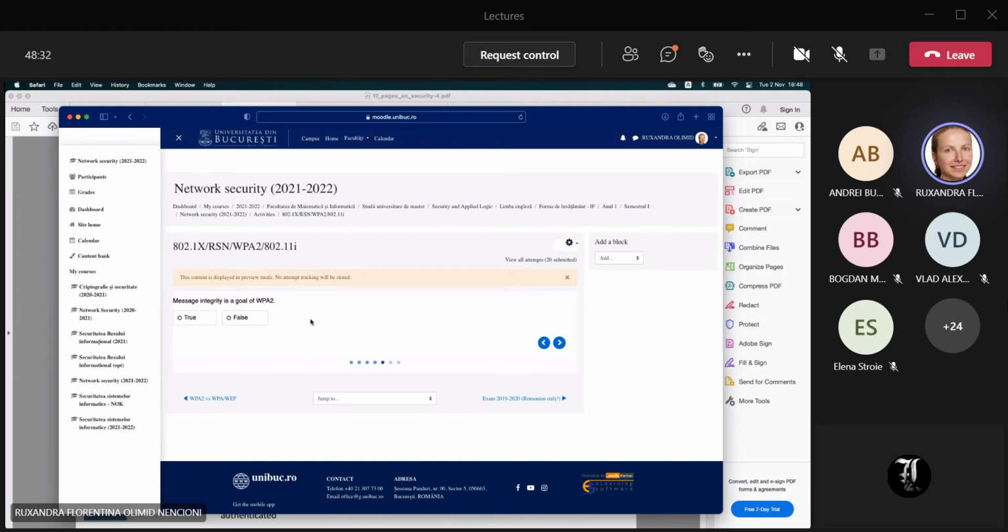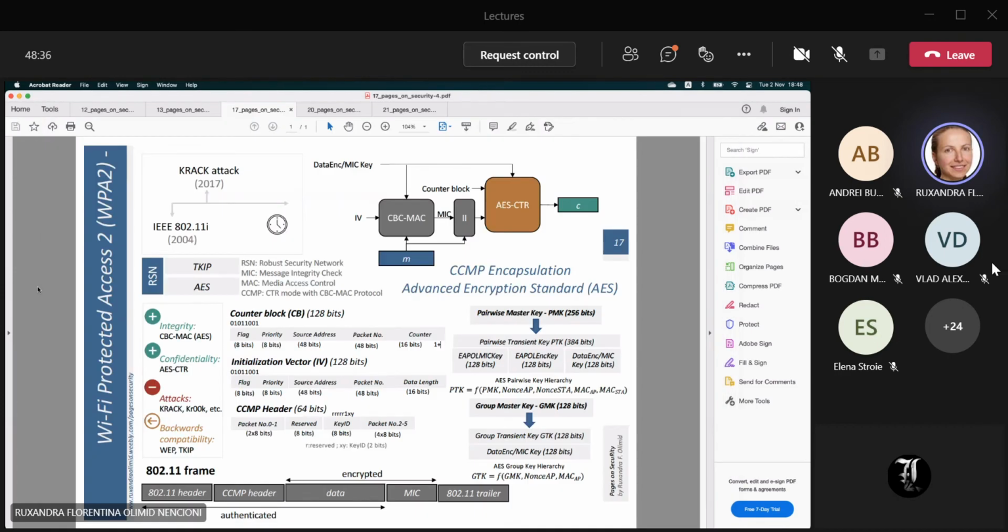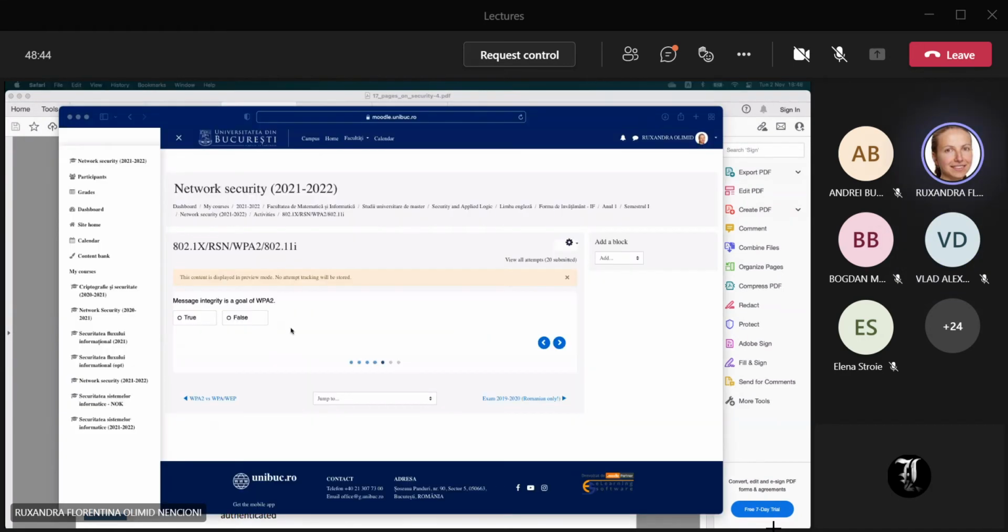Message integrity is a goal of WPA2. It's true because it has a MIC. Yes, it's true because it has this MIC here. Okay, that's correct.